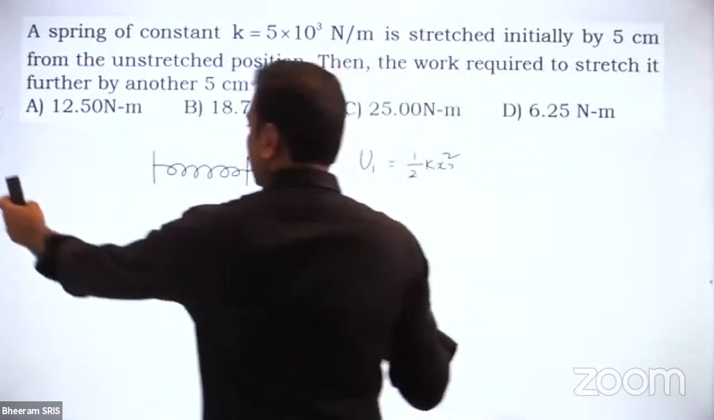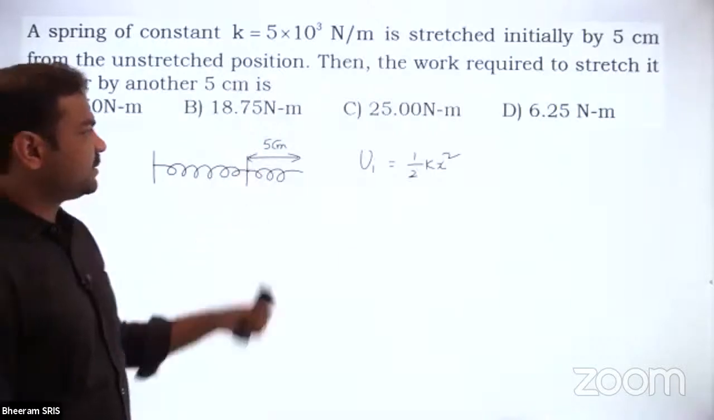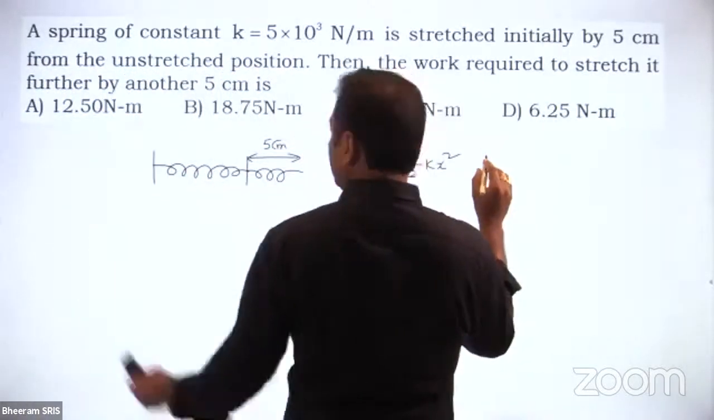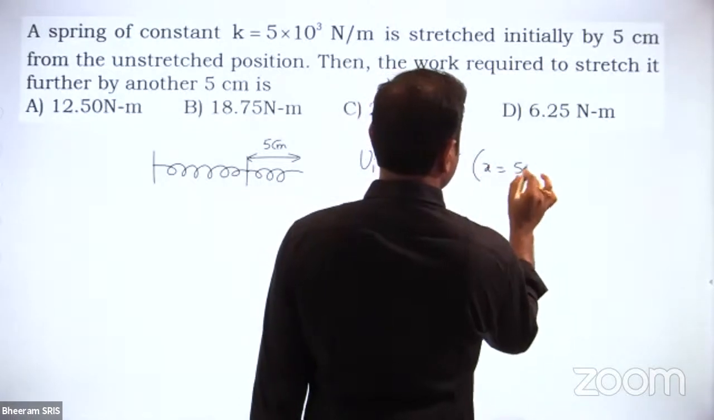Okay? All of you following or not? Half k x square, where x value is equal to how much? X value is equal to 5 centimeter.